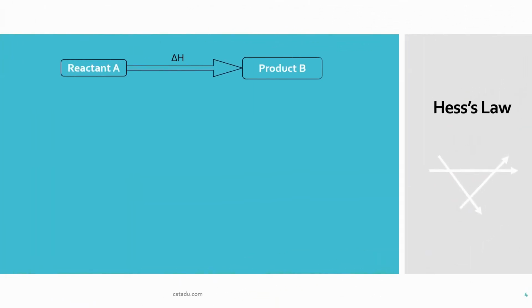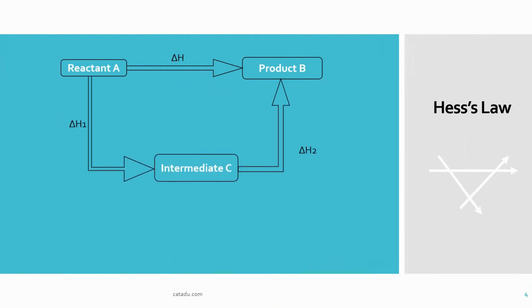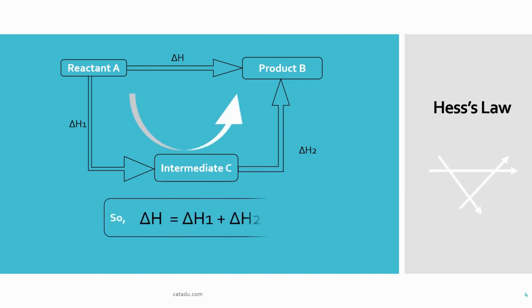Reactant A converts to product B. Here the enthalpy change is delta H, just one step. I'm showing you for two steps. Delta H1 to an intermediate C, and then intermediate C to the final product B, delta H2. So the total enthalpy change for this second route is delta H1 plus delta H2. So according to Hess's Law, we can write delta H equal to delta H1 plus delta H2. To make it easy, I'll give you many examples.